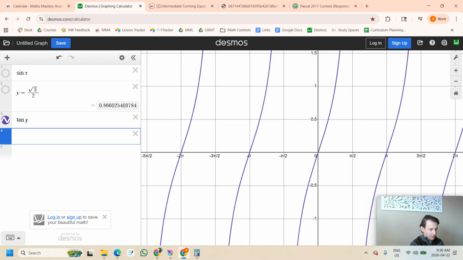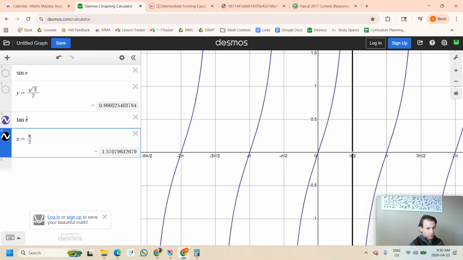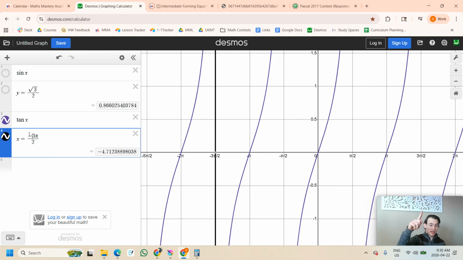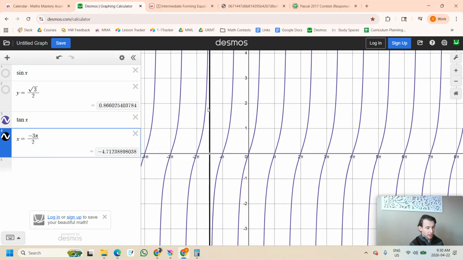And if I show you something like x equals pi on 2, there's one of our vertical asymptotes. If I instead say 3 pi on 2, there's another vertical asymptote. Negative 3 pi on 2, there's another vertical asymptote. At any of those 90-degree angles, tangent is undefined. So if you approach from the left-hand side, it goes off to positive infinity. And if you approach from the right-hand side, it goes down to negative infinity.